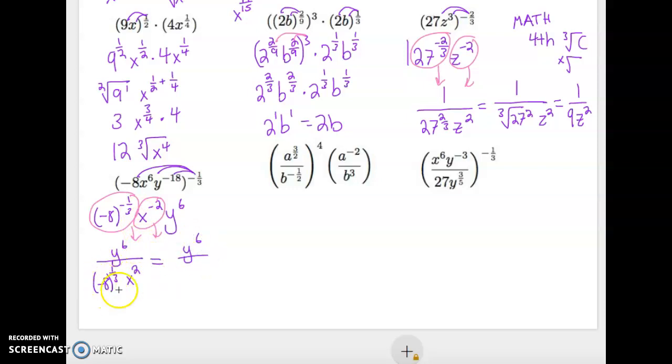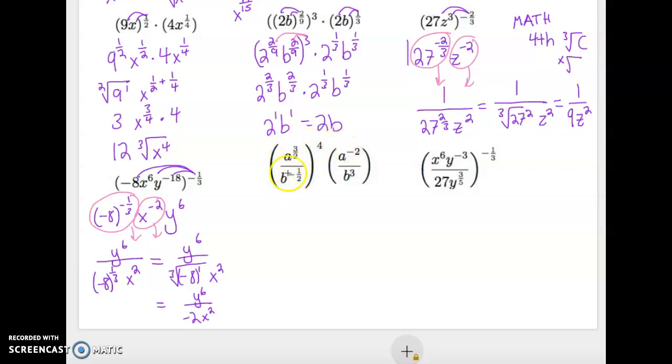And then really, when I'm doing negative 8 to the positive 1/3, that means I'm doing negative 8 to the first, and I'm taking the cube root of that, x squared. And I can go ahead and actually calculate the cube root of negative 8 in my calculator. So math, and then if I go down to my fourth option, that's my cube root of negative 8. Would give me a negative 2. So y to the 6 over negative 2 x squared. Voila.